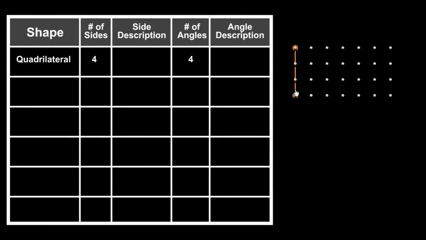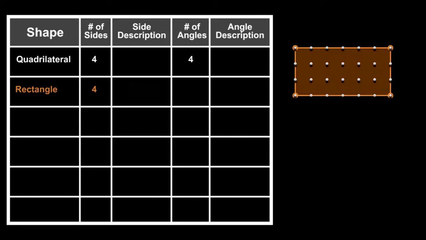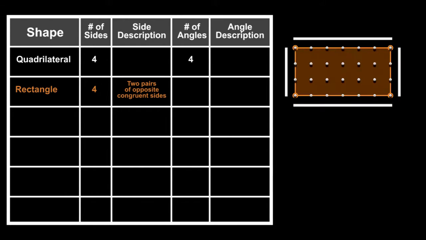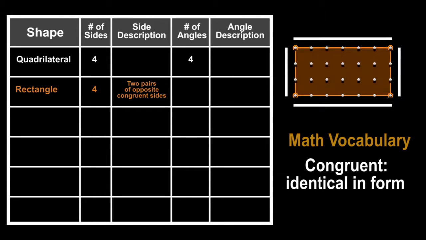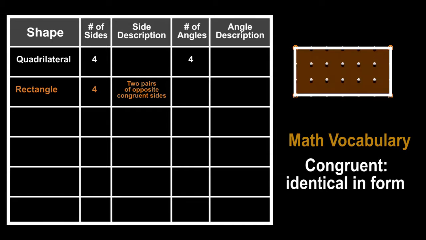The first one I will discuss is the rectangle. The rectangle has 4 sides and has 2 pairs of parallel sides and opposite sides that are congruent. Congruent means same size and shape. So in reference to the rectangle, the opposite sides of the rectangle are the same.